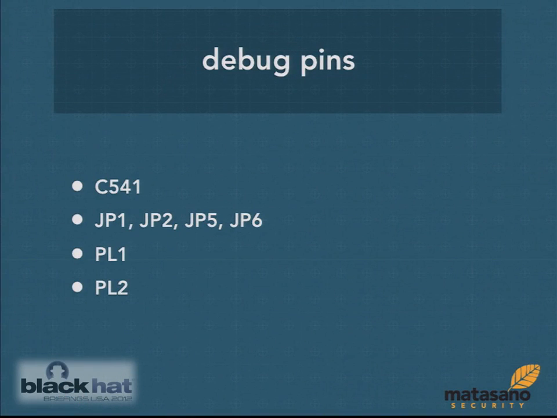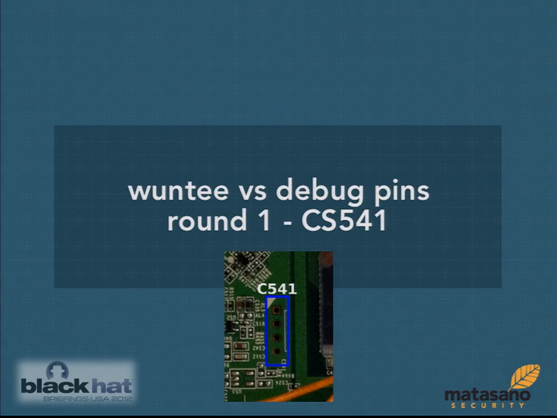So the 4 different sets of debug pins that I'm going to go over are just labeled. I don't know exactly what the letters and numbers mean, but that's how I reference them throughout the rest of the talk. So there's C541, JP1, 2, 5, and 6, PL1, and PL2. The first set of pins that I was looking at was CS541, which just were holes in the board that looked like a header had just been pulled off of it, or just not been put into it.